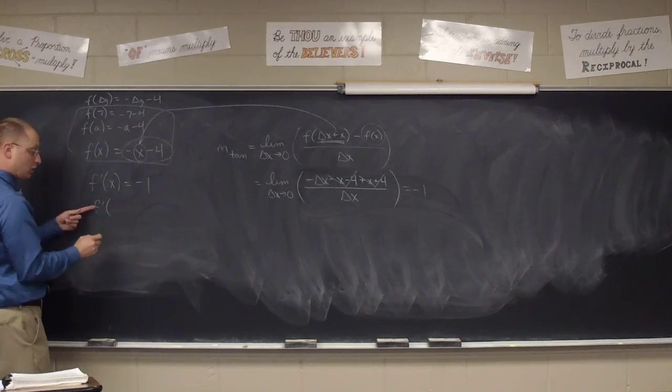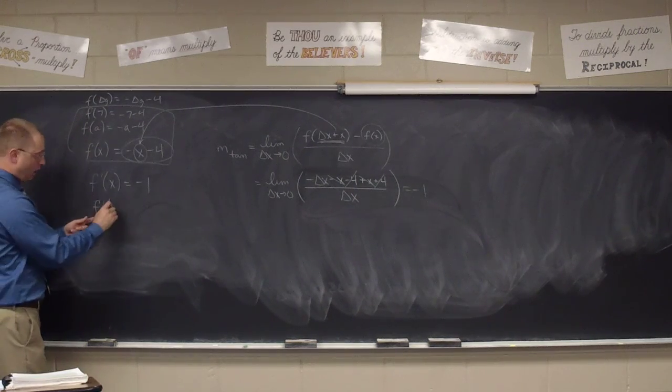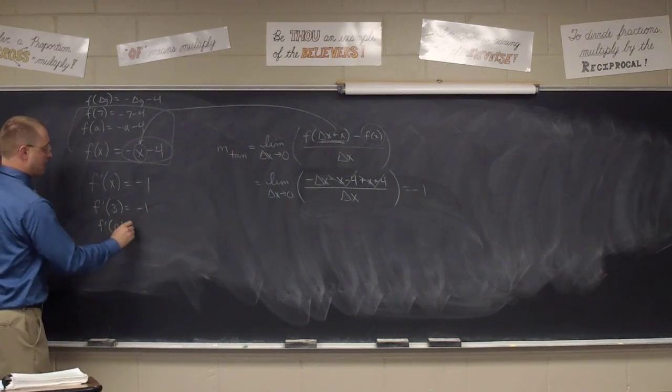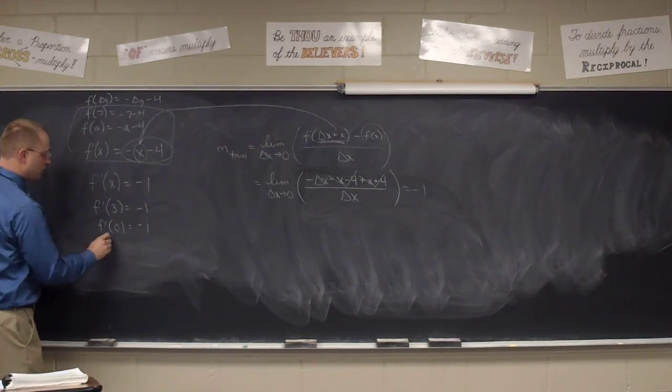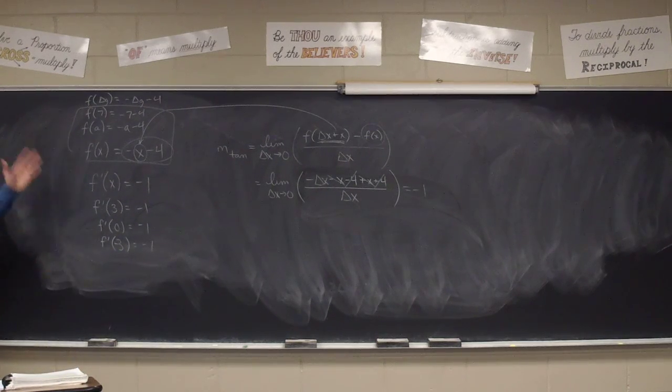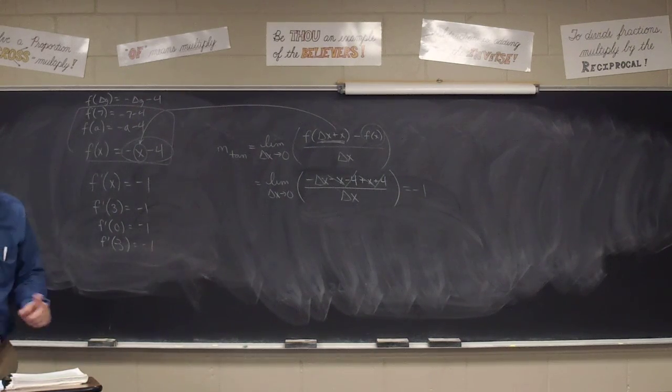So what is the slope, f prime, of 3? Negative 1. What's the slope at 0? Negative 1. What's the slope at negative 3? Negative 1. Because it's a straight line equation, the slope's always going to be negative 1. So far, so good? All right, now the fun part comes in something like letter C, and we're almost out of time.